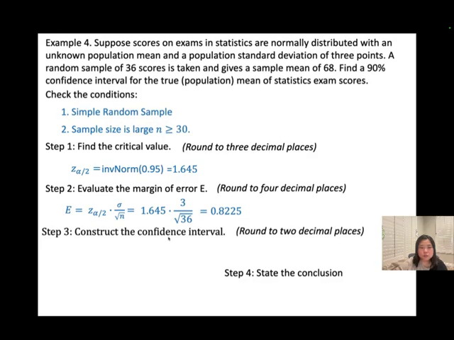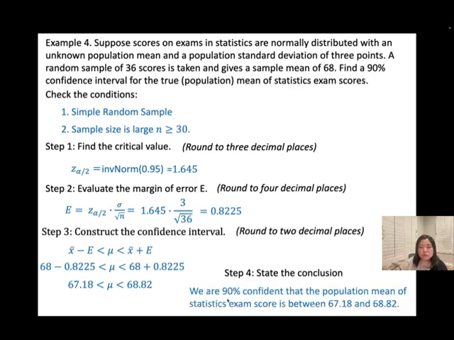Now, construct the confidence interval. You have the sample mean 68 plus minus the margin of error. So you should get this. And then state the conclusion. We are 90% confident that the population mean of the statistics exam score is between these two numbers. And use your calculator, okay? Use your calculator, plug in the information to see if you get these two numbers.